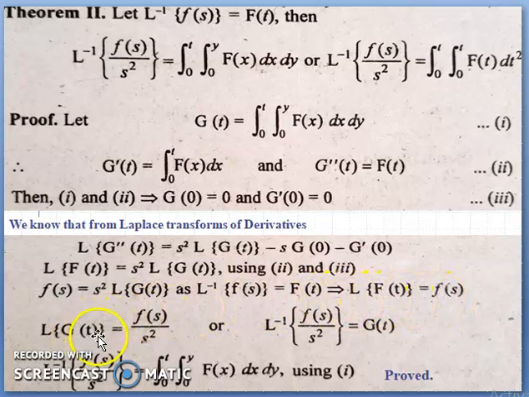So L of g(t) equals F(s) divided by s square, or L inverse of F(s) divided by s square equals g(t). So it becomes L inverse of F(s) divided by s square equals g(t), and g(t) is known as the integral from 0 to t, from 0 to y of f(x) dx dy by using equation 1. So this is the second theorem, division by power of s of inverse Laplace transform. Similarly, you can easily prove the generalized case.